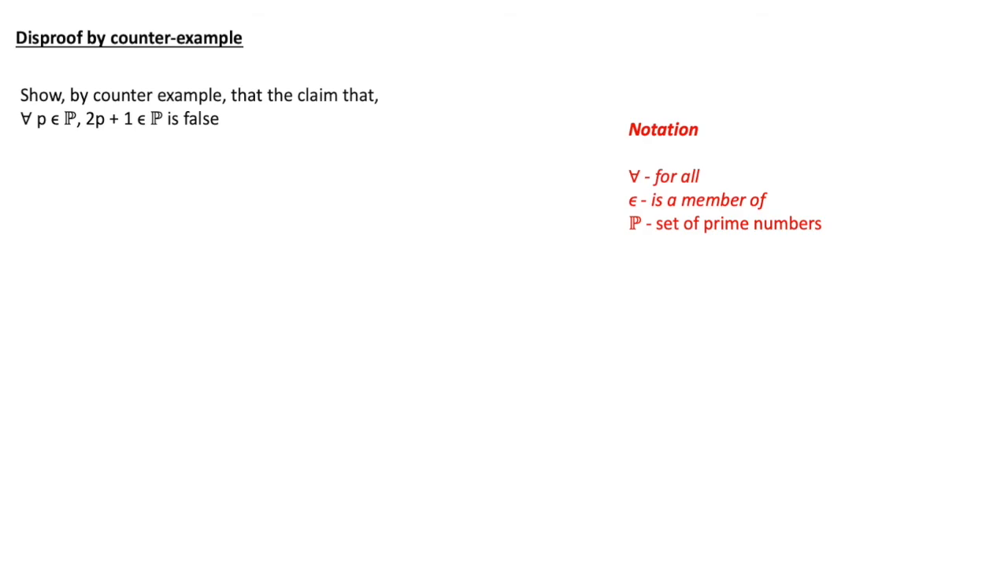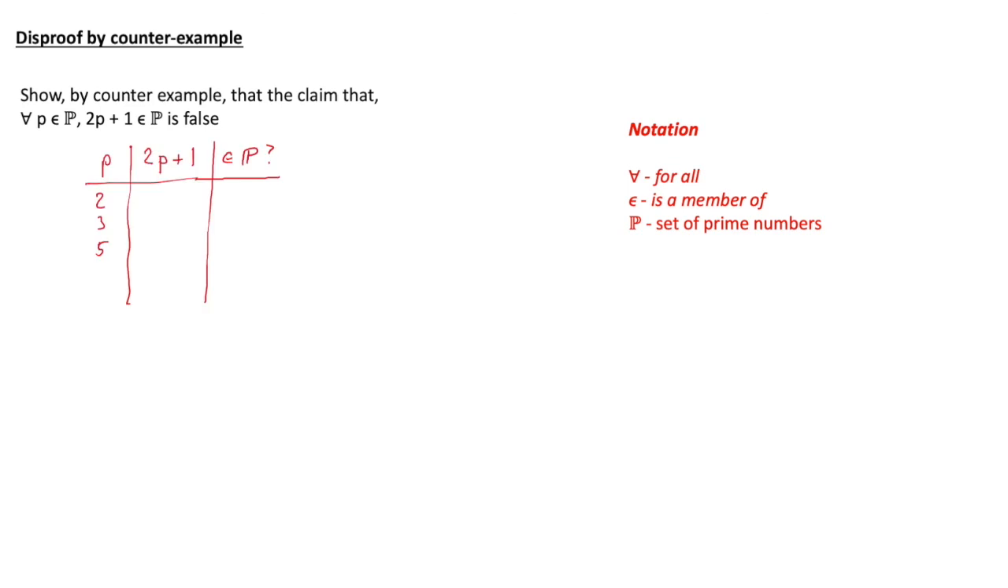So, another disproof by counterexample. Show by counterexample that the claim that for all p in big P, and big P is the prime numbers, so that means for all prime numbers 2 times the prime number plus 1 is also a prime number. And so we're going to try to show by counterexample that that claim is false. There's our notation for all, a member of, and then the new one, P, double line again like the other sets. So that's the set of prime numbers.